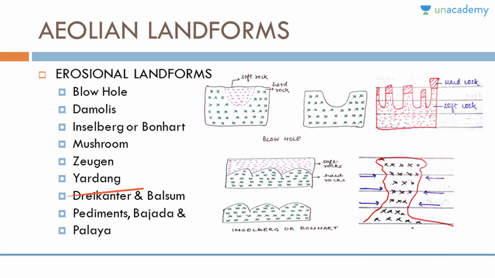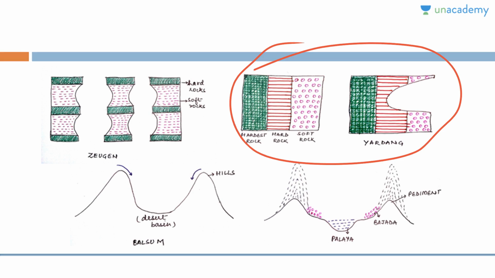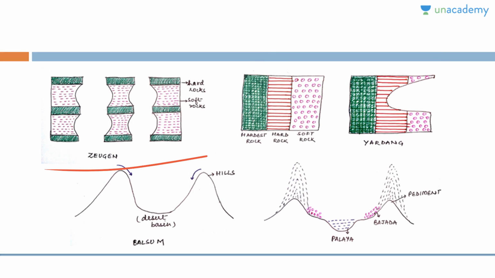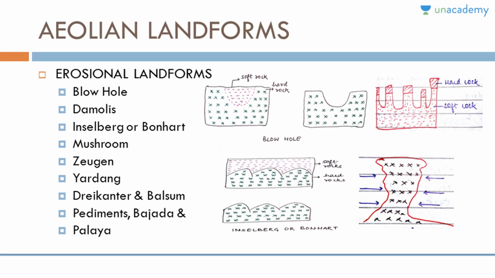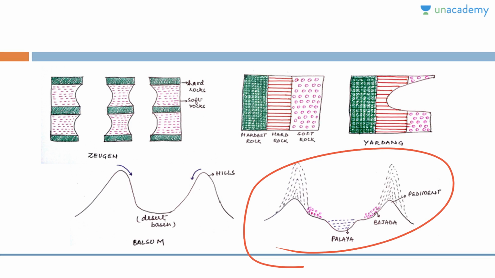Zeugen and Yardang are other relief structures formed due to alignment of hard rocks and soft rocks. In Zeugen, they lie horizontally, and in Yardang, they lie vertically. A dreikanter is a type of ventifact that forms due to abrasive action of blowing sand. Playa is the landform created by the action of rainfall in desert areas. Pediments are the eroded hills in desert due to rainwater. Bajada is sediment deposited, and Playa is a lake formed in between the pediments.